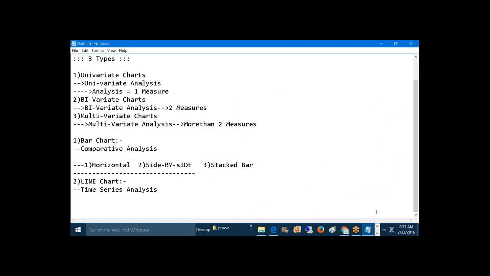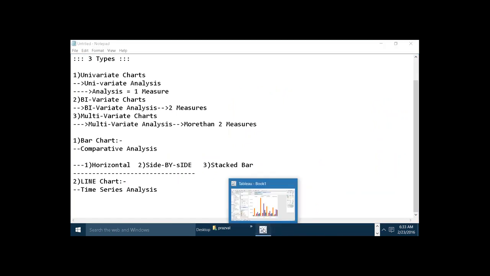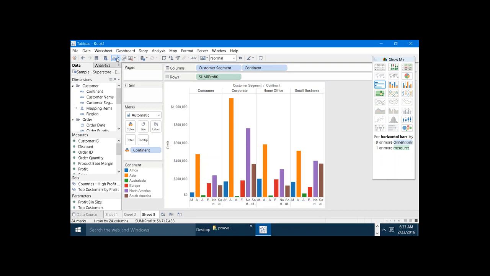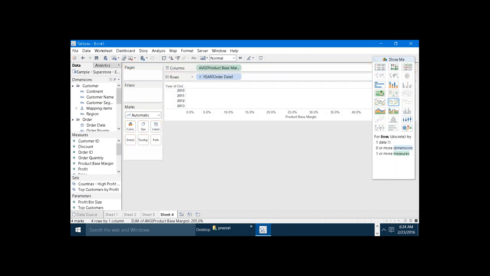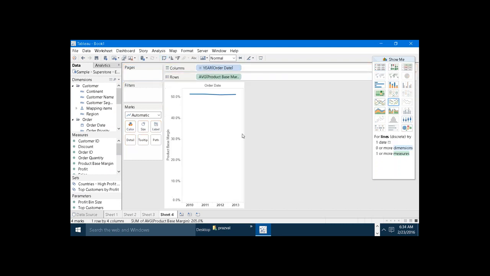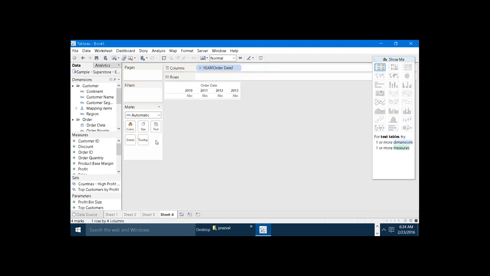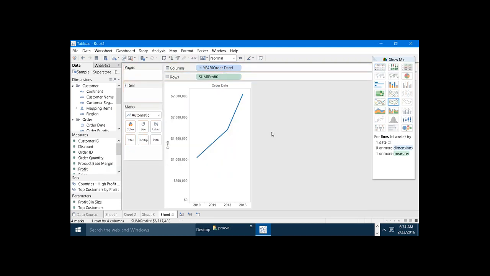By default, depending on the field, Tableau will pick the best chart. So if you drag the order date, as this is a date field, and you drag the profit, Tableau automatically shows the line. Let me take profit. Here Tableau automatically shows us the line because by default Tableau will pick the best chart.